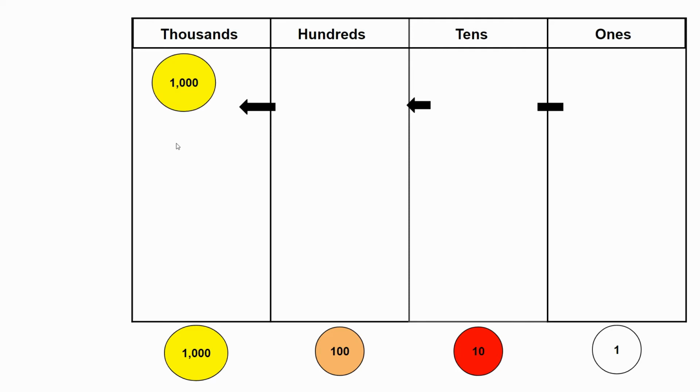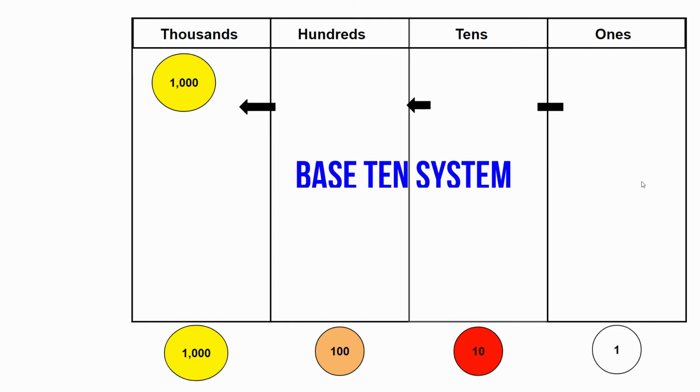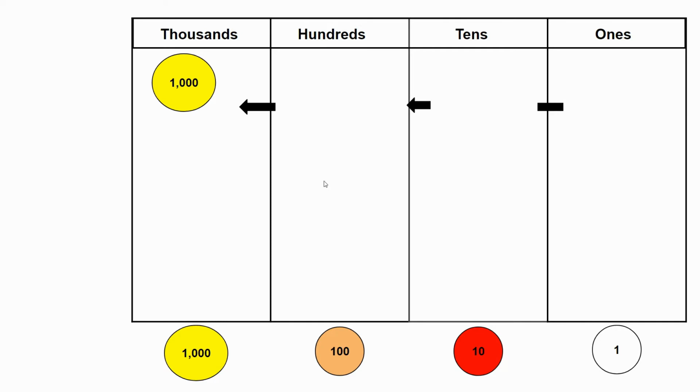Ta-da! 1000. Remember, in the base 10 system, when you have 10 of one unit, you can trade it for one of the next largest unit. We are working to the left. So as we move to the left, the value of our numbers increases.